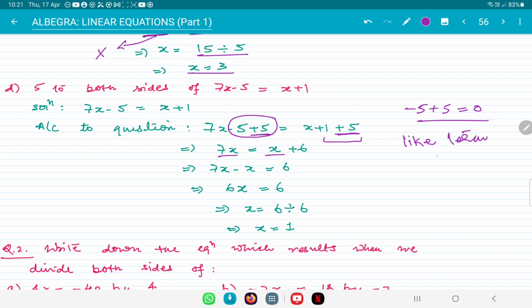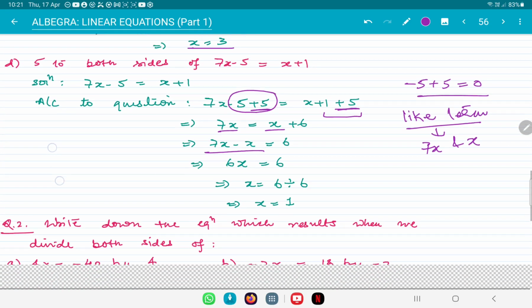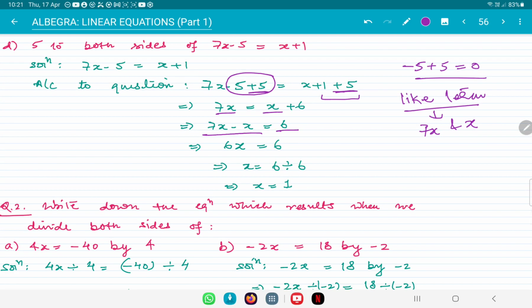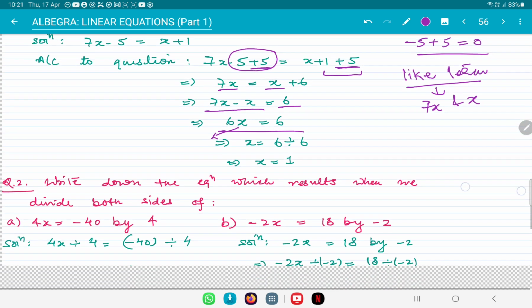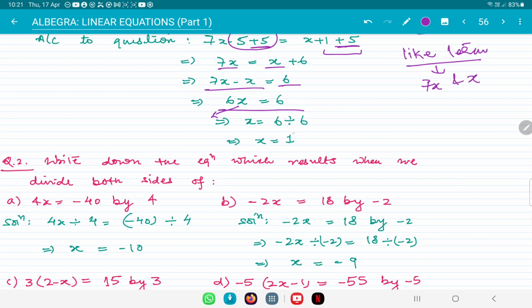Now 7x and x are like terms, so whenever you see like terms, you can take them on one side. So the like terms 7x and x will come on the LHS. So we get 6x, and here 6 is alone, because it is different from these: it is a constant, and 7x and x are variables. So we get 6x is equal to 6, and now here it is multiplication, so it will be divided by 6 on both sides, and we get the final answer x is equal to 1.